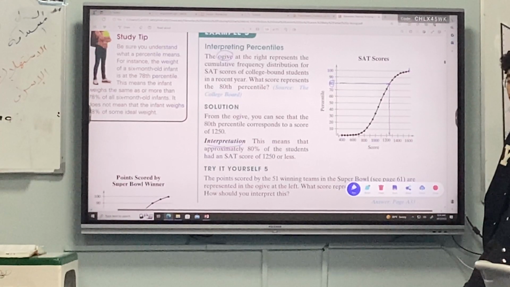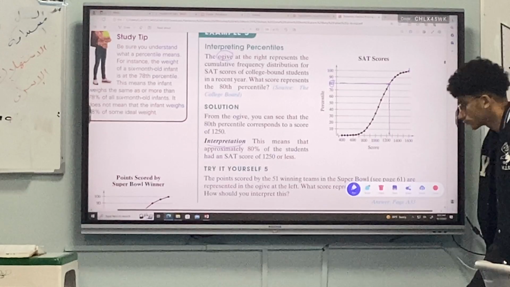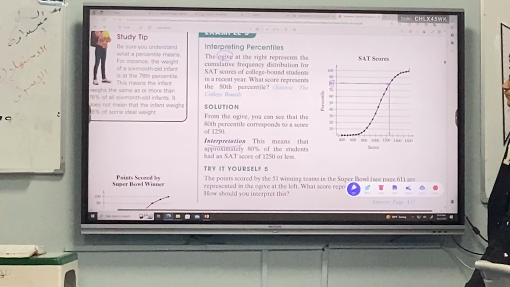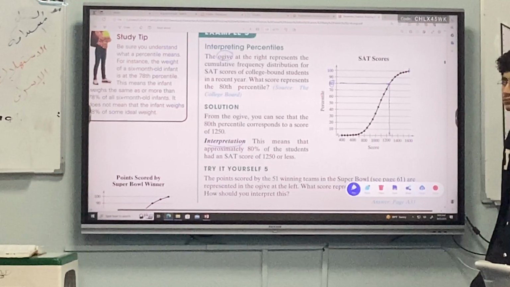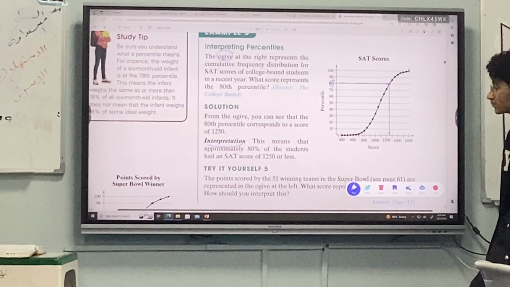But isn't the x-axis the score? Sorry, the x-axis is the score. You cannot say that the frequency is the percentile. So there is no frequency in this. No frequency, because this is only the percentile. And then the other one is the score. Miss, does an Ogive always have frequency or no?